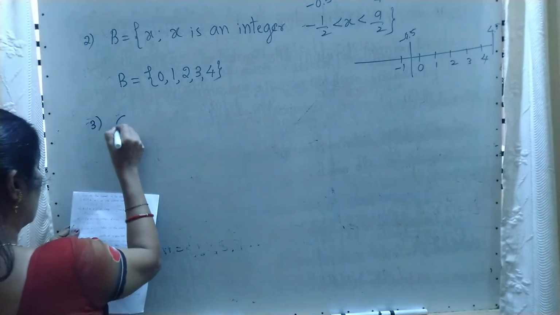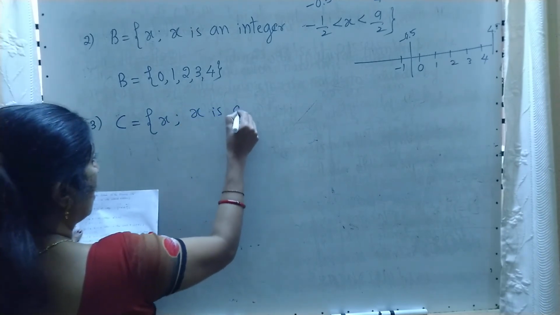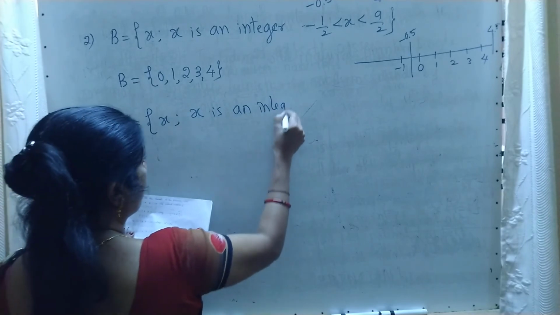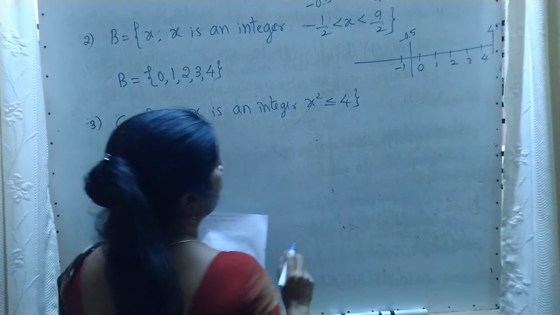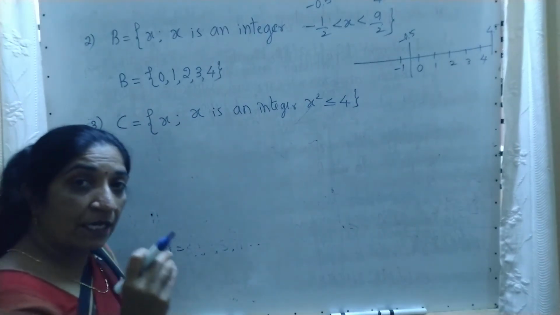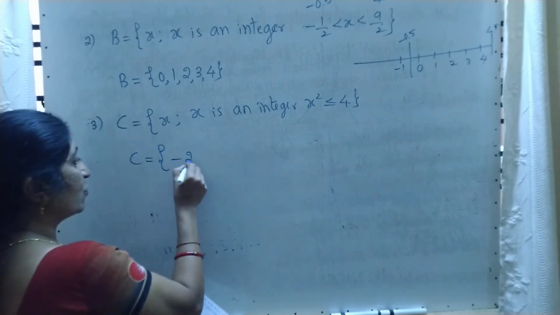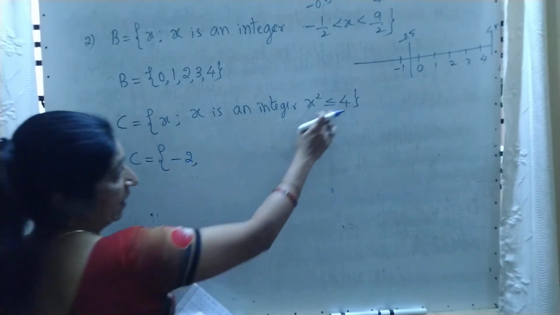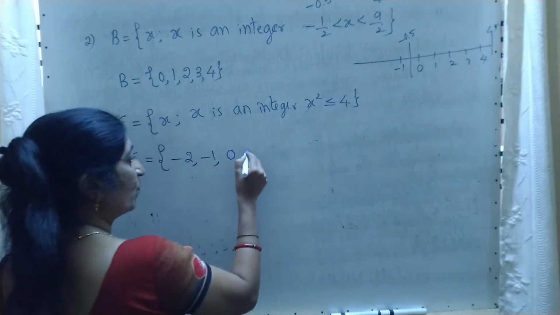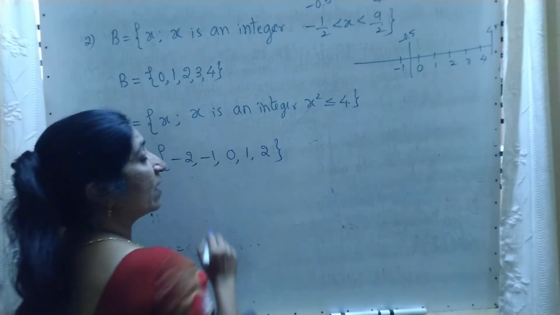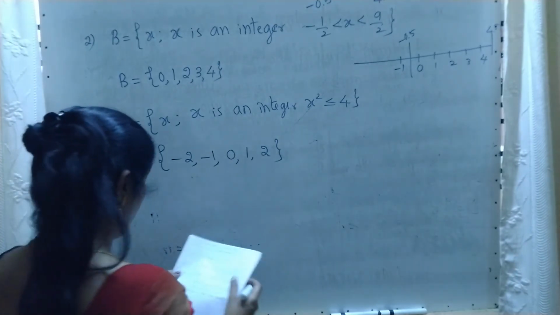Third. C: X such that x is an integer. It may be positive, negative or 0. X square is less than or equal to 4. That means when you take a square, it is less than or equal to 4. Then what are the numbers you are writing? See, minus 2. What is minus 2 square? 4. Equal to 4. Minus 1 square is 1, it is less than 4. 0, 1, 2. Why are we not writing 3? If you write 3, it becomes 3 square, which is 9. It is more than 4. Next.